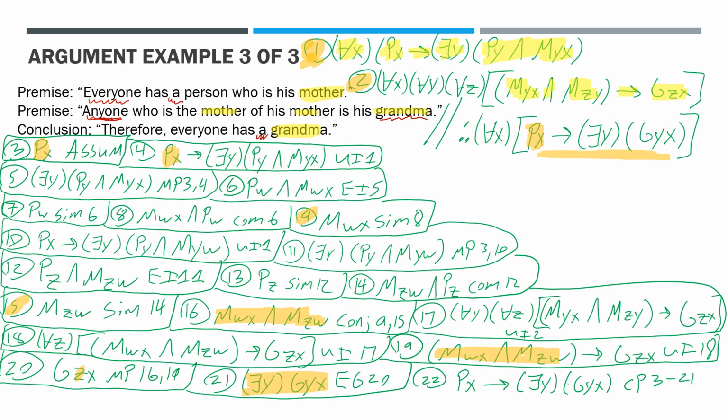Now in this case, x is really a general variable. So we can do a universal generalization. Hence for 23, we can say therefore it does follow for all x, px arrow, there exists some y, gyx, by the universal generalization 22.